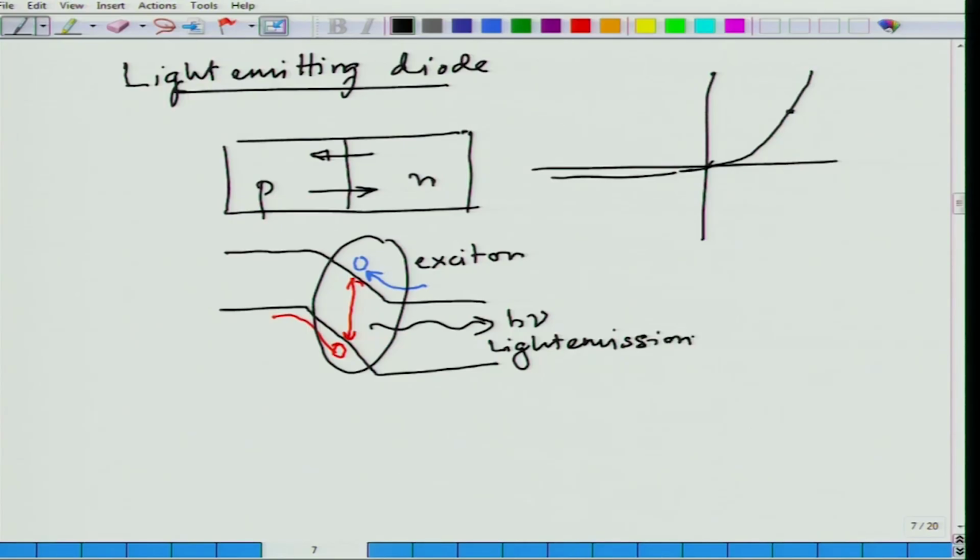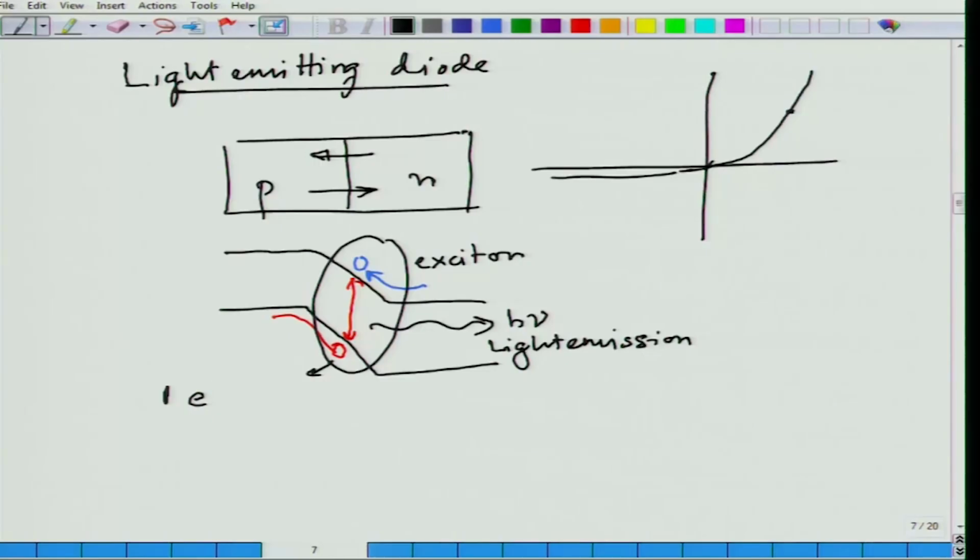So, what you need here is the motion of the electrons and the holes, their recombination, and the recombination is leading to the emission of light. So, this is a simple example of how a p-n diode, a very simple device which can be a part of an electronic circuit, or the same device you can use as a light emitting diode or as a solar cell.